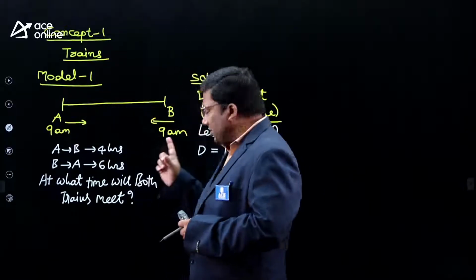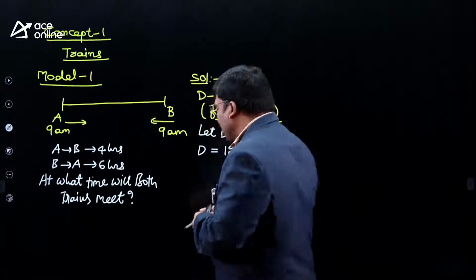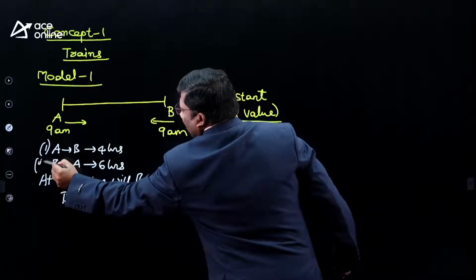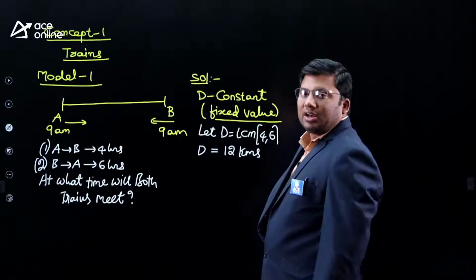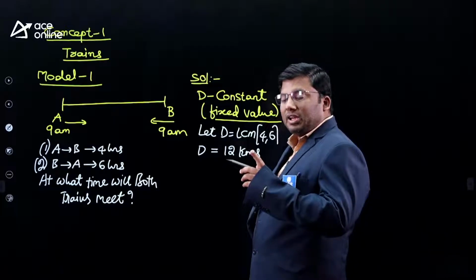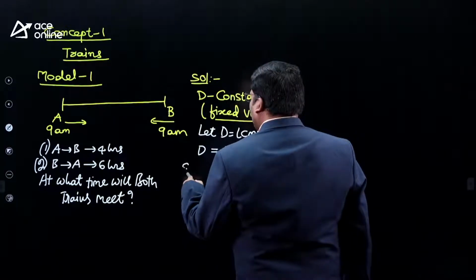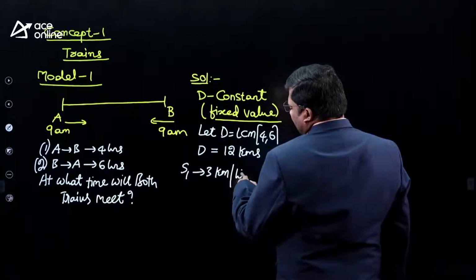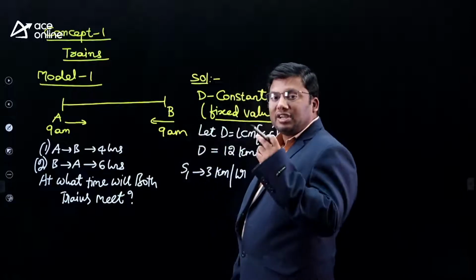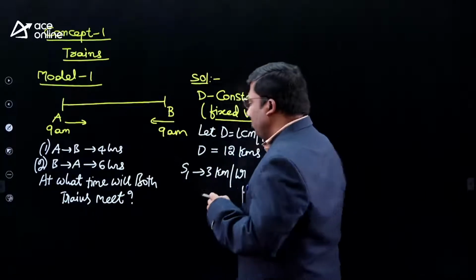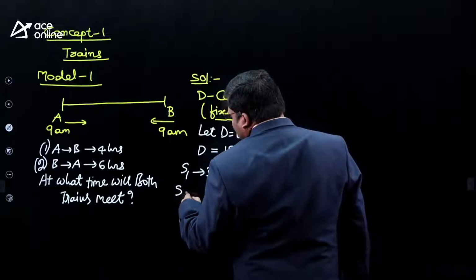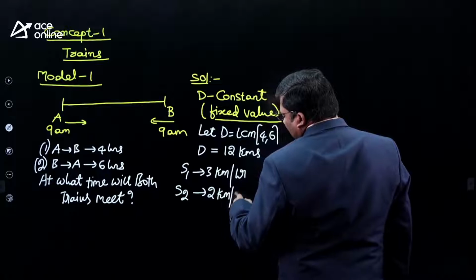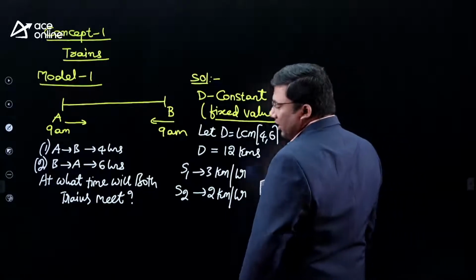It is taking 4 hours. Distance is given, time is given, so speed we can determine. I will call these trains train 1 and train 2. A to B, 12 kilometers in 4 hours, so S1 will be 3 kilometers per hour. 12 kilometers in 6 hours, so S2 will be 2 kilometers per hour. Distance we know, time period we know, so we determined the speeds.